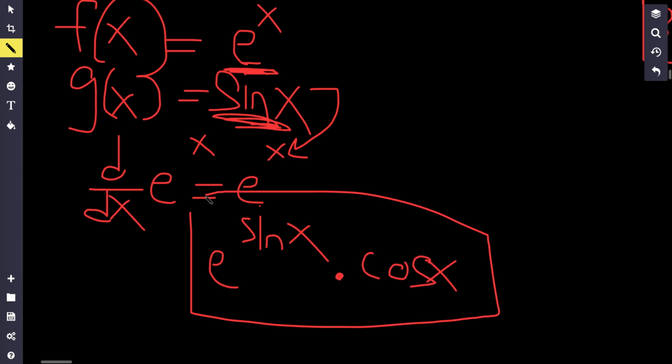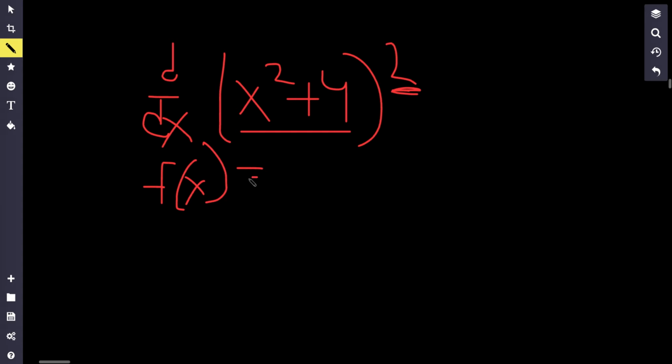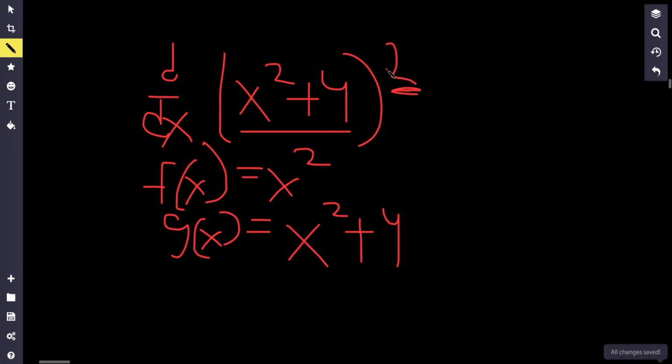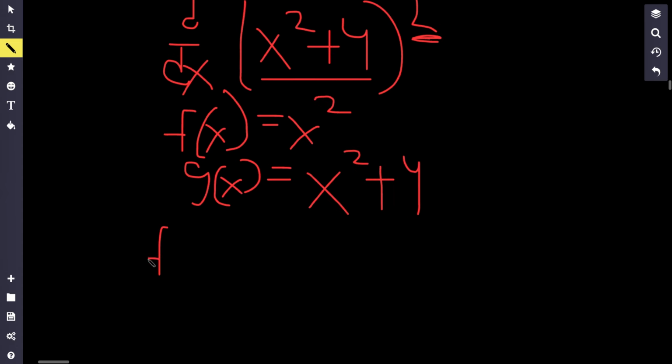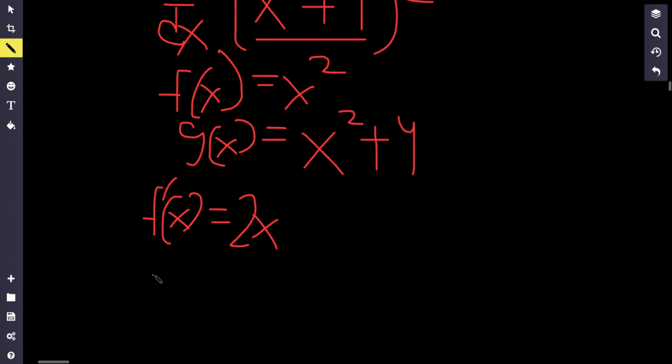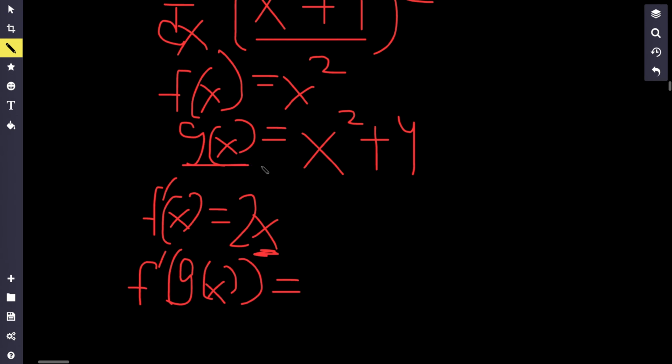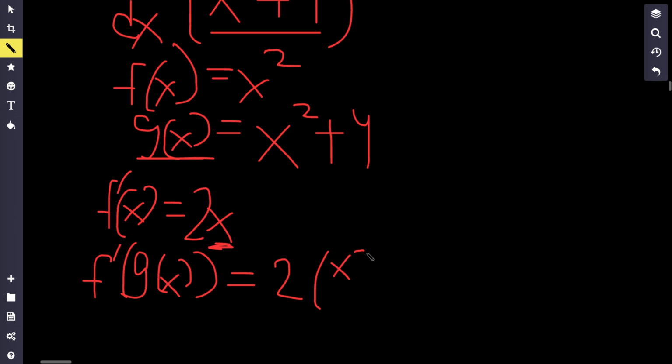That is our answer. Our outside function is x squared, and our inside function is x squared plus 4, right? That's on the inside. X squared, that's on the outside. The derivative of x squared is just going to be equal to 2x using the power rule, right? Drop the exponent down, subtract 1, which means that f prime of g of x, well, everywhere you see x, just replace it with a g of x. So it's just going to be 2 times x squared plus 4, right? Because that's g of x.